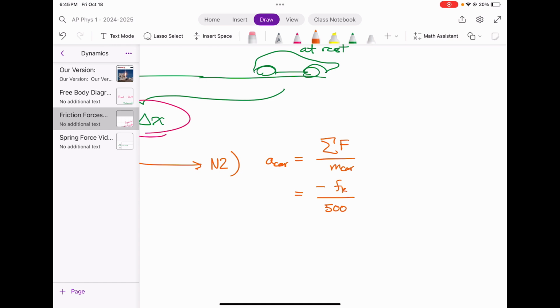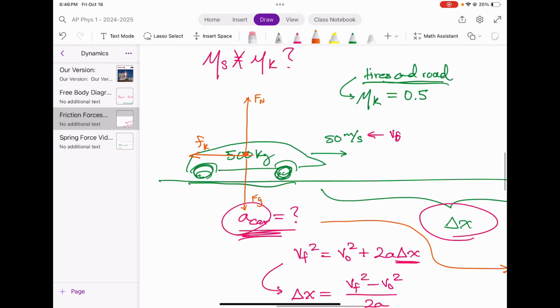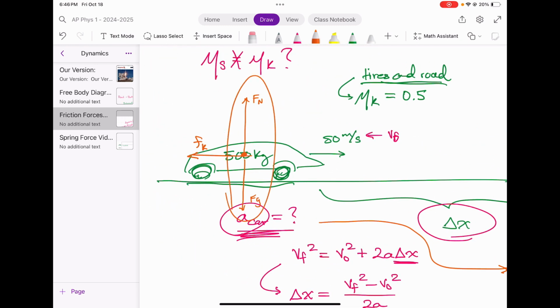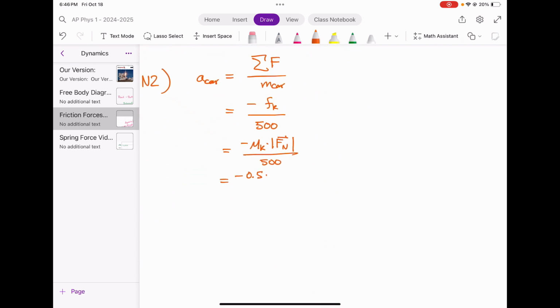And how do we calculate this? Well, kinetic friction is negative mu k times the size of the normal force, using absolute value bars there, divided by 500. Well, we know what mu k is. I told you that was negative 0.5. Now, how do I find the normal force? Well, because we're balanced in the y direction, this normal force has the same magnitude as the force of gravity. We can calculate that pretty easily, right? It's going to be 500 kilograms. Or sorry, 5,000 newtons.